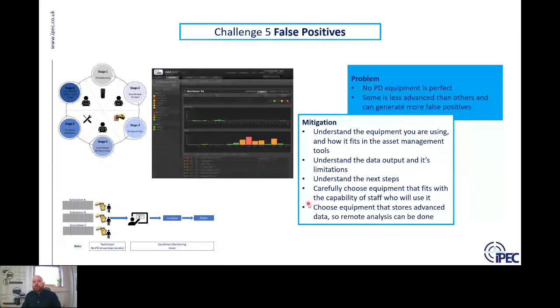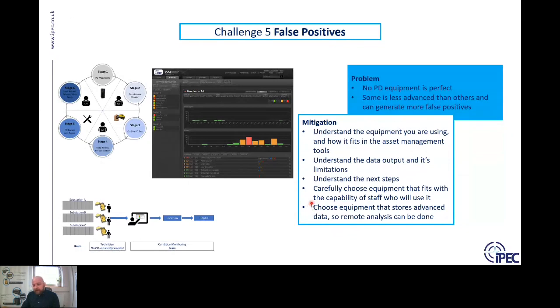Choose equipment that stores data as well. In this day and age with modern equipment, if you're starting with a blank plate, there's no excuse for not having PRPD based equipment. And to a certain extent, there's no excuse for not having equipment that stores data. You can, at a cost-effective level, have equipment and you can save data when you're doing your test.